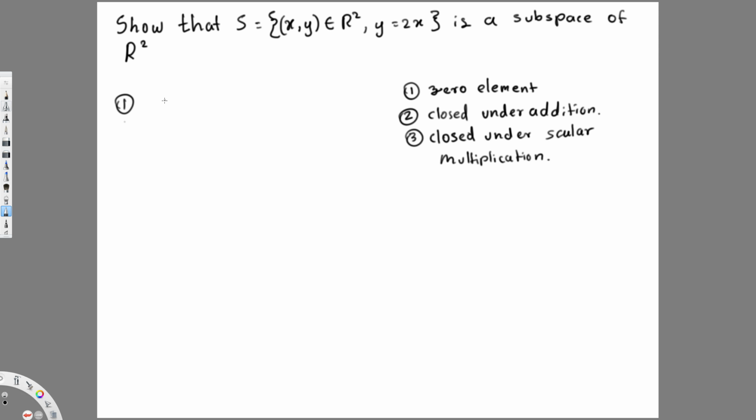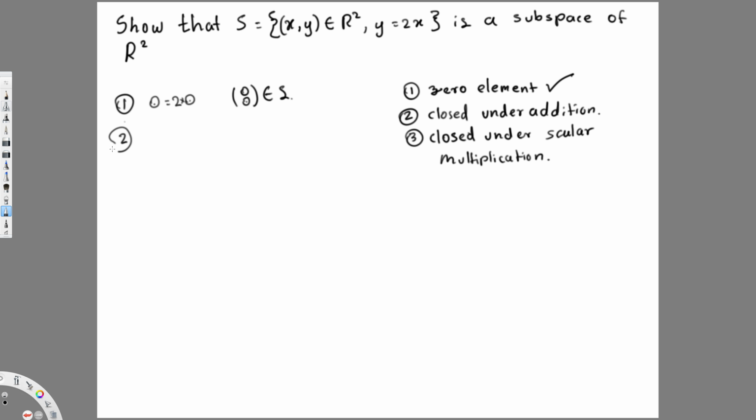So if I substitute, y is equal to 2 times 0, which is going to be 0. So (0, 0) belongs to S, which means the zero element exists, so it passed the first part. Now, for the second part, I have to see whether it is closed under addition.